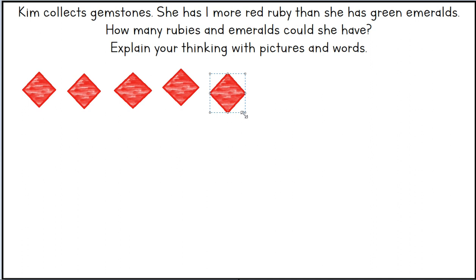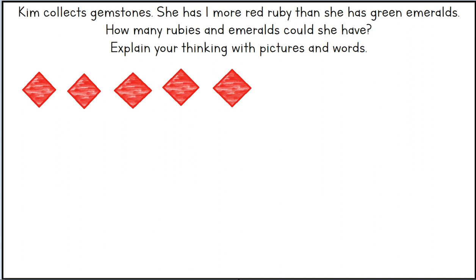Okay, so the problem told us that she has one more red ruby. So she has one extra. So what I'm going to do is draw my emeralds underneath the rubies to show you guys how to know when to stop. Oops, I did not want to do that. Let me get another red ruby. I just erased one. I'm telling you, technology and Mrs. Adams sometimes does not mix. All right, so now I'm going to draw my emeralds.